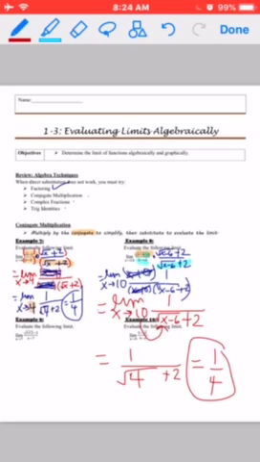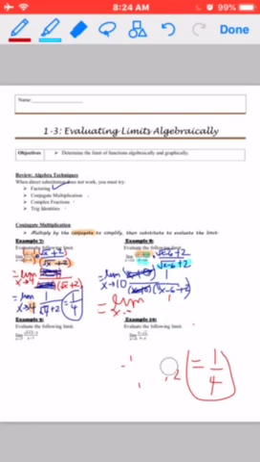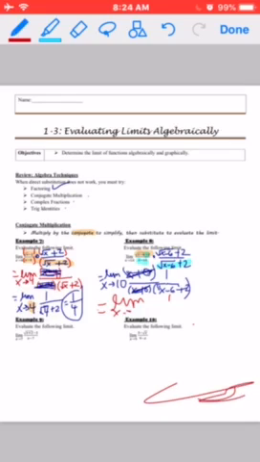Why don't you pause the video and try example 9 and 10, and I will write the answer for you. If you still don't understand how to get that, you can ask for help in class. So pause that right now and try 9 and 10.